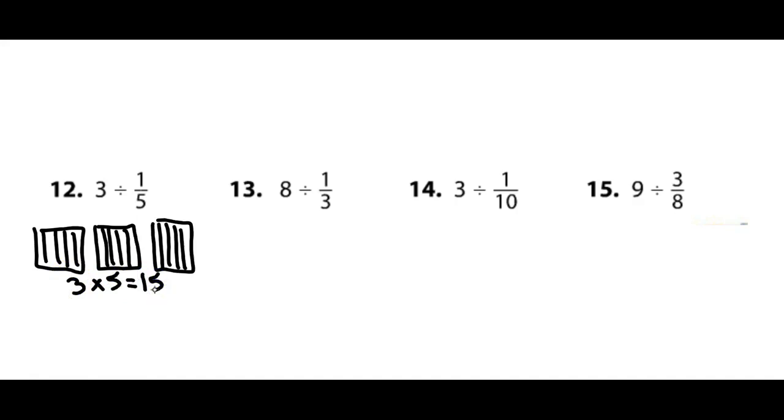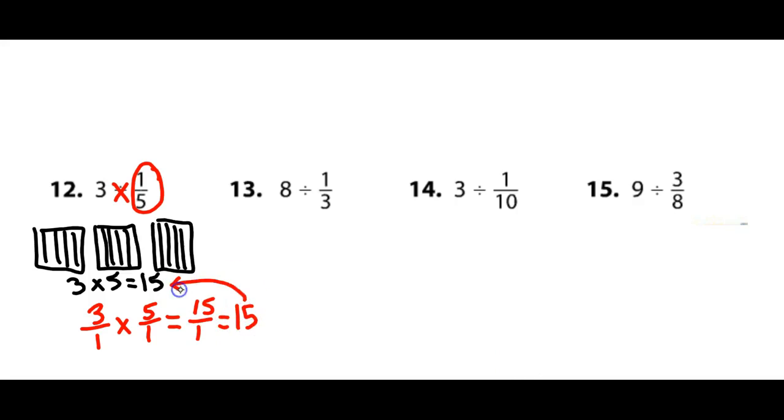Now let's look at this with this process: step 1, keep, step 2, change, step 3, flip. We are going to keep the first value, 3, which is the same thing as 3/1. We're going to change the division sign to multiplication, and then we're going to flip 1/5 to 5/1, flipping the numerator and the denominator upside down. So now I can multiply the numerators, I can multiply the denominators, and 15/1 equals 15.